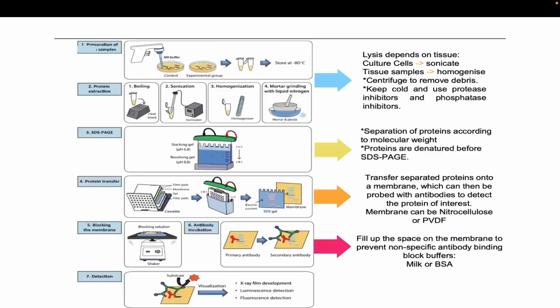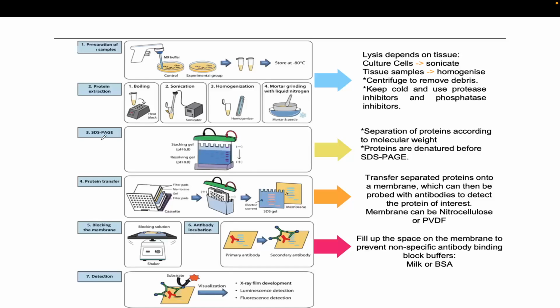Firstly, if you want to isolate protein from the cell, you have to do lysis of either tissue or cells, so that the protein comes out. These are the protein extraction methods: boiling, sonication, homogenization, and motor grinding through liquid nitrogen. Once the protein is obtained, we have to perform SDS-PAGE.